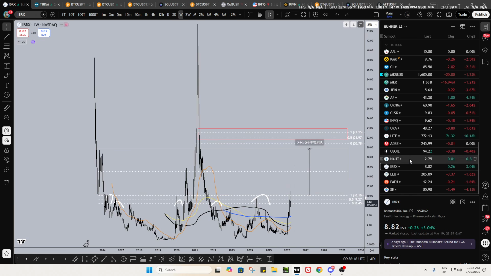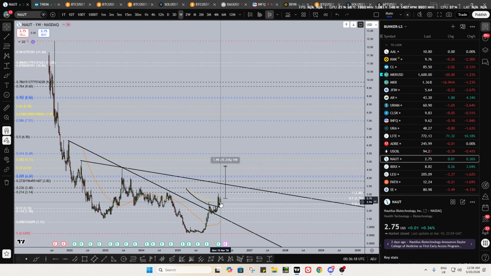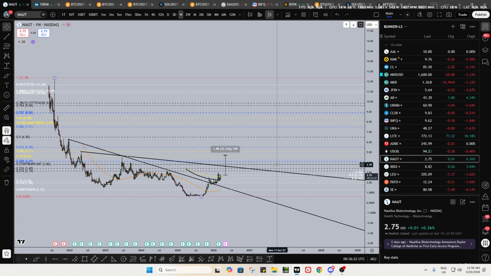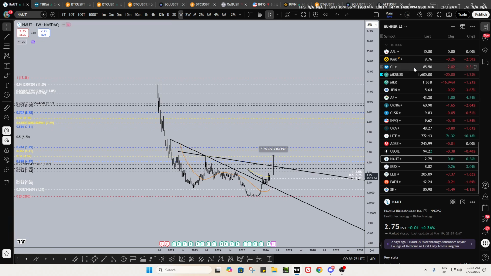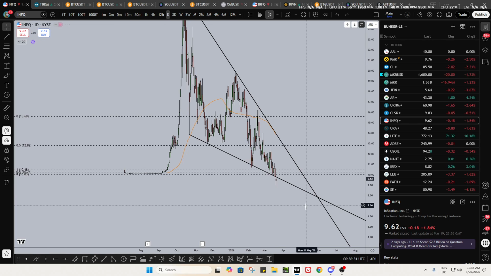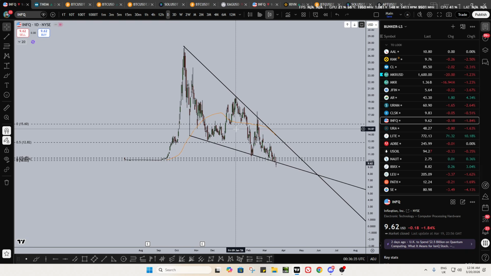This one has potential if it can get above. IBRX would be the best one in my opinion, if you can get above the area we're talking about. INFQ, let's look at this one. Okay, bottom. Okay, sell down below. I can't wait for this one to bottom out.